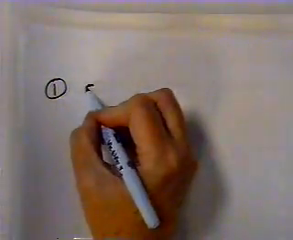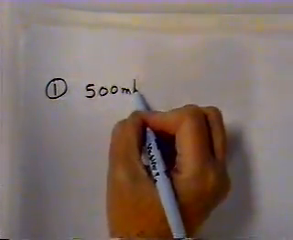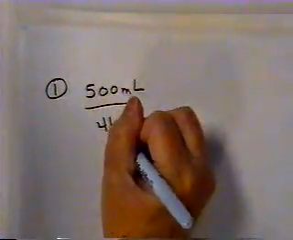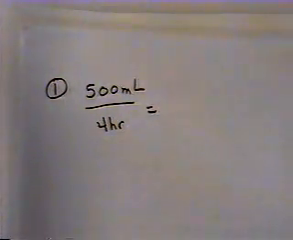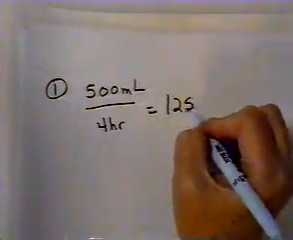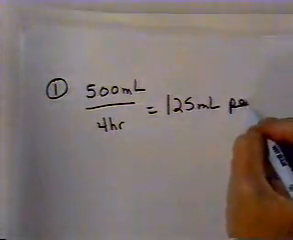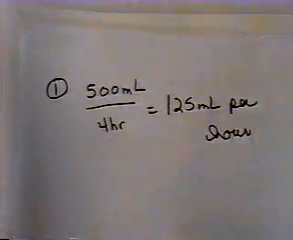So this first problem on page 32 says, give 500 milliliters in 4 hours. So we always just start off taking the milliliters divided by the hours. And this answer is milliliters per hour.